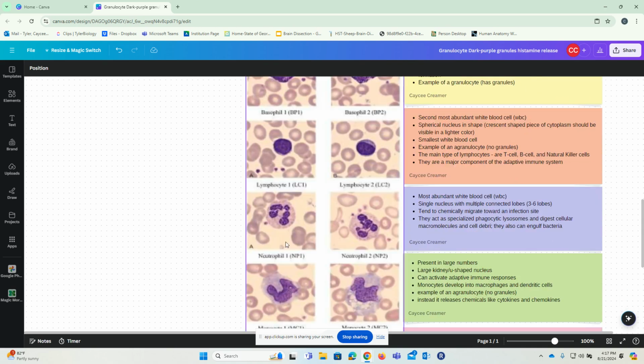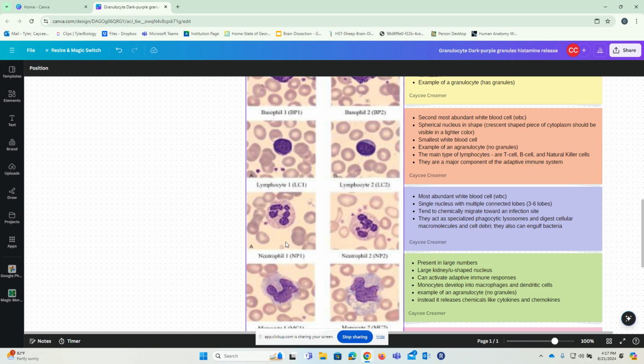What about the neutrophil? The reason it's called a neutrophil, or sometimes a PMN, polymorphonuclear lymphocyte, is because it has both a neutral absorption of dyes, both acidic and alkaline, and it has many lobes to its nucleus. So it has a single nucleus, but it has multiple connected lobes, anywhere from 3 to 6 lobes. It's the most abundant white blood cell in blood, and it tends to chemically migrate toward an infection site.